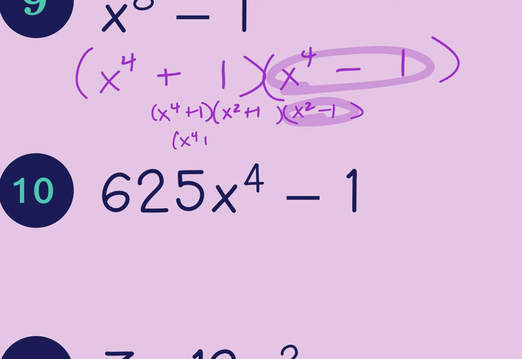So x to the 4th plus 1 stays. X squared plus 1 stays. But x squared minus 1 becomes x plus 1 and x minus 1. So when you're factoring and there's still a minus, you can keep going if they're both perfect squares. So if there's two terms and they're both perfect squares.